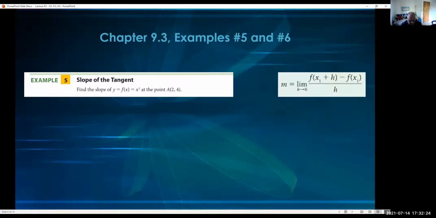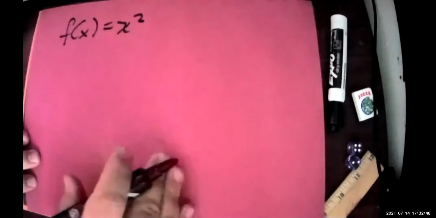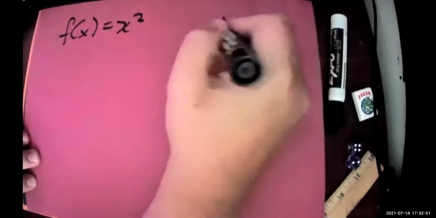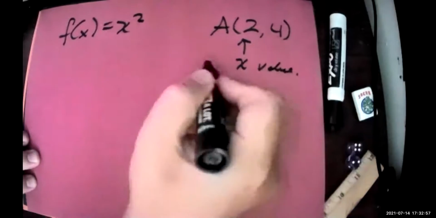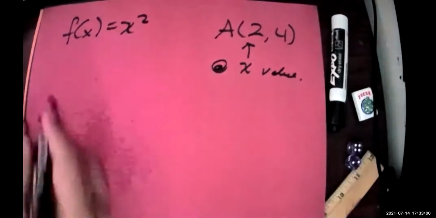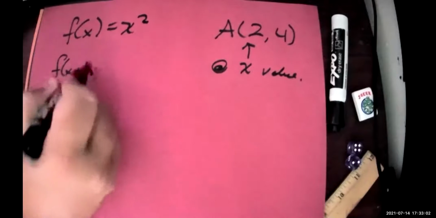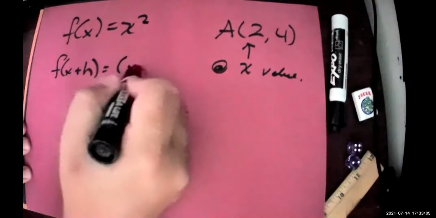So let's write down this formula. We're going to try to figure out how to get the slope of the function at (2, 4). The function is f of x equals x squared. I'm trying to figure out the slope of the tangent line at the point (2, 4), particularly at this x value. All right. So first, I'm going to figure out f of x plus h. Just dive right in. You know what you have to do. And that's going to be x plus h quantity squared.